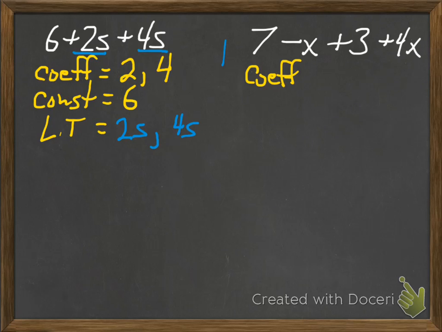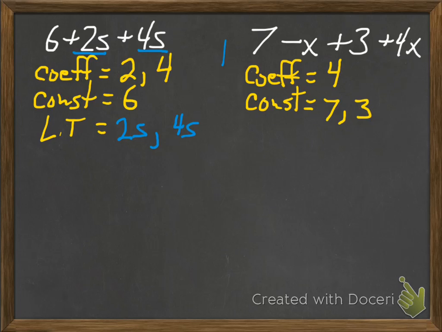Let's look at another algebraic expression, 7 minus x plus 3 plus 4x. Okay, and this is a little bit trickier, and we're going to introduce something new. So first, let's look through the numbers, and let's identify whether they're coefficients or constants. The 7 is by itself, so that would be a constant. The 3 is by itself, so that would also be a constant. The 4 is in front of an x, and so that is a coefficient.